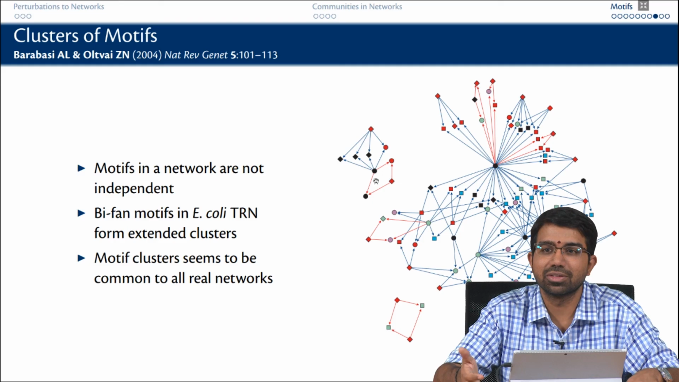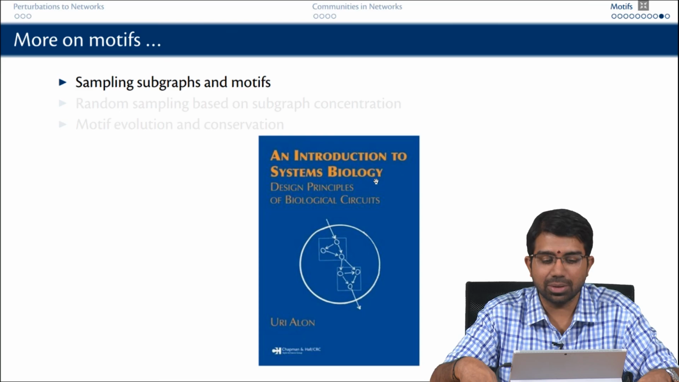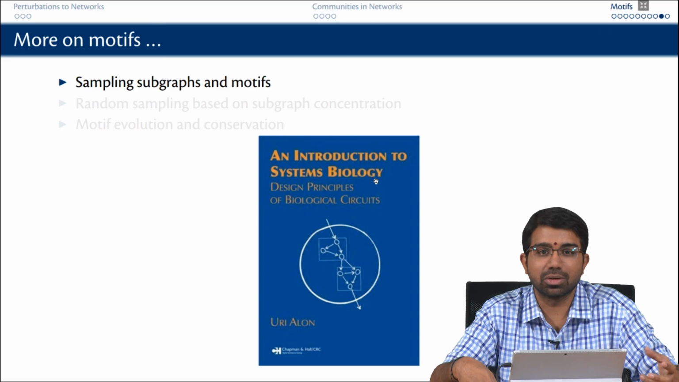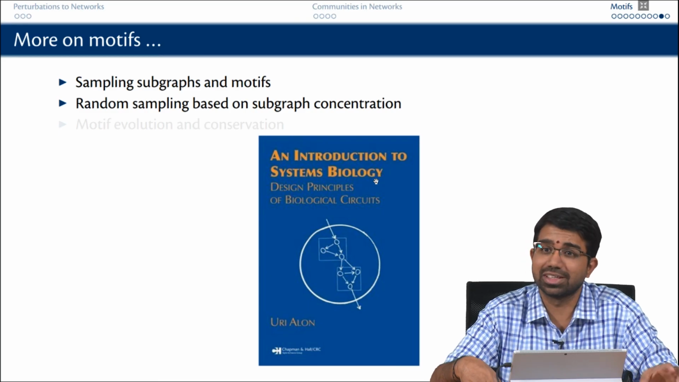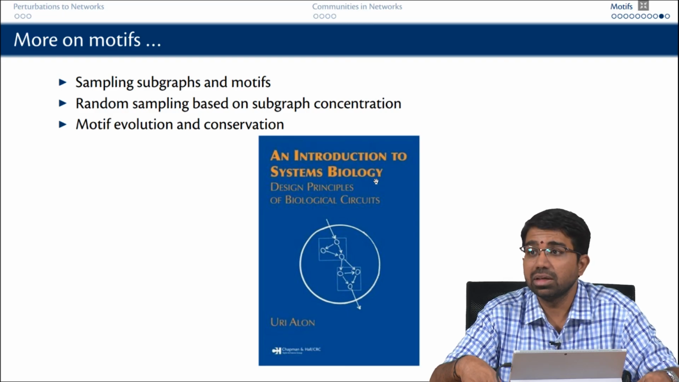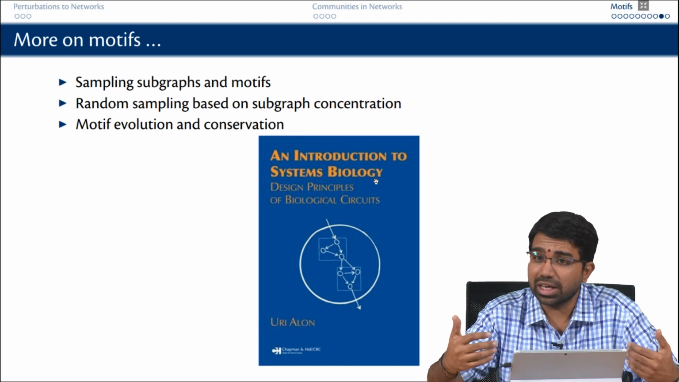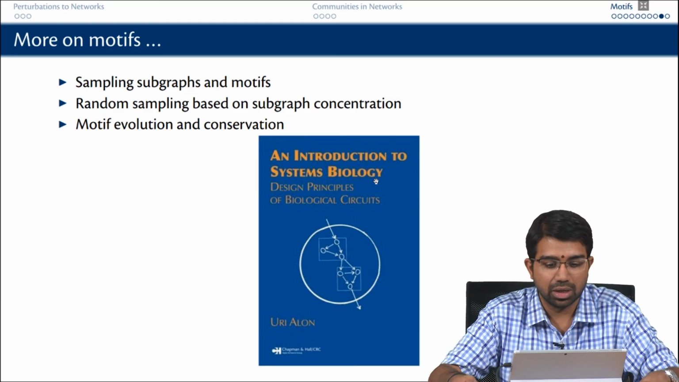How do you enumerate all subgraphs in a network? It's going to be massive, millions, billions, I mean uncountable subgraphs, right? So then you have to resort to some interesting things like sampling subgraphs. So you try to sample parts of the network to find subgraphs and motifs, and you actually have intelligent methods that do random sampling based on subgraph concentration. And one also is very interested in studying how motifs evolve and whether there are conserved motifs across species, across kingdoms of life, across organisms, across different types of networks. You could have a co-expression network versus a metabolic network versus a gene regulatory network and so on.